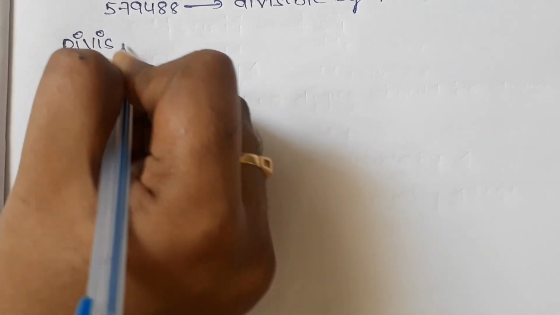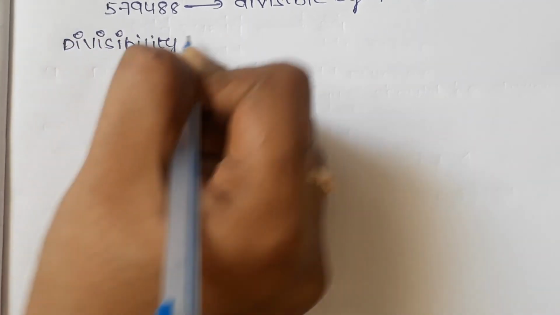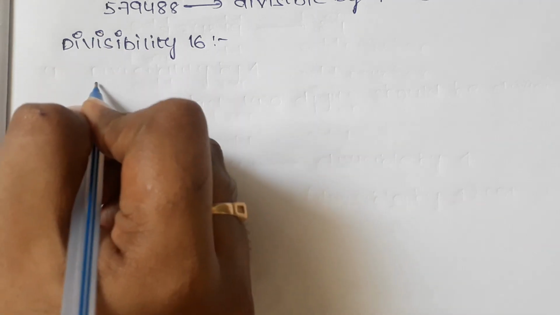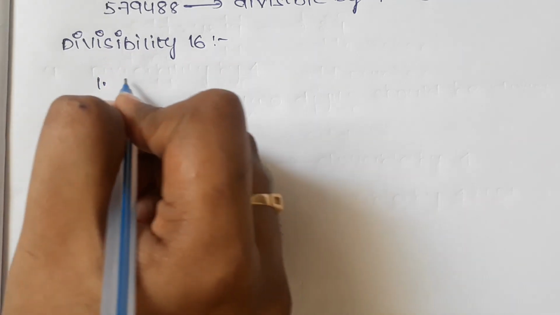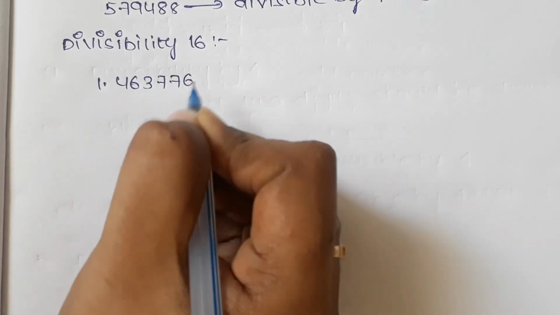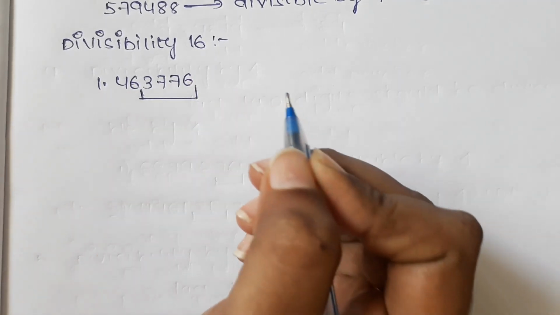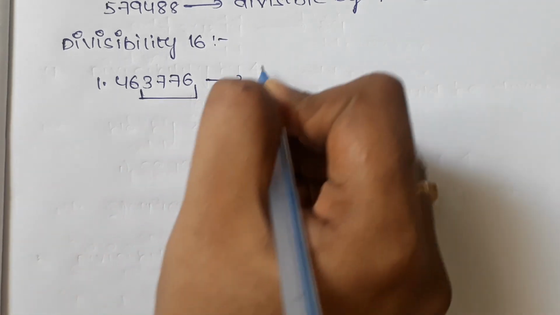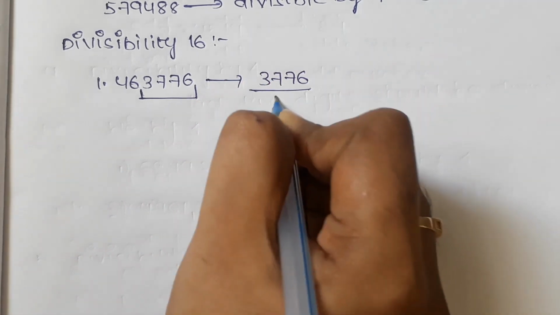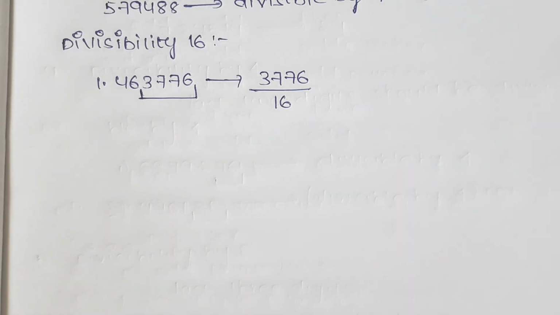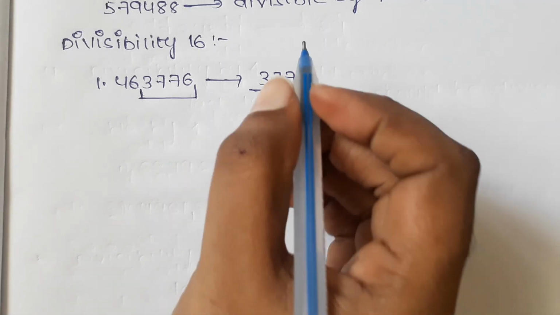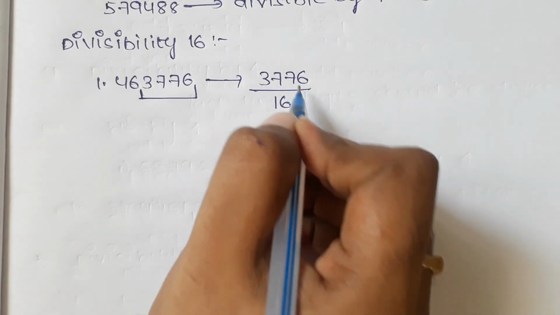And now the next one is divisibility by 16. Here a number is divisible by 16 when the last 4 digits of the number are divisible by 16. Let's see an example, that is 463776. Here let us check the last 4 digits of the given number. If it is divisible by 16, then the given number will also be divisible by 16. Here 3776 is divisible by 16.